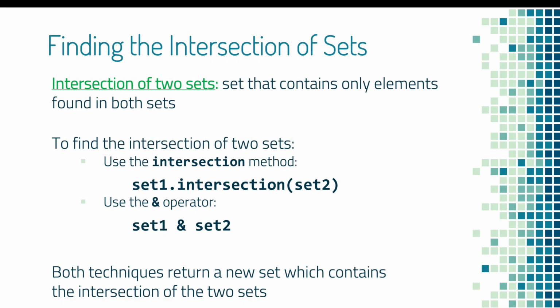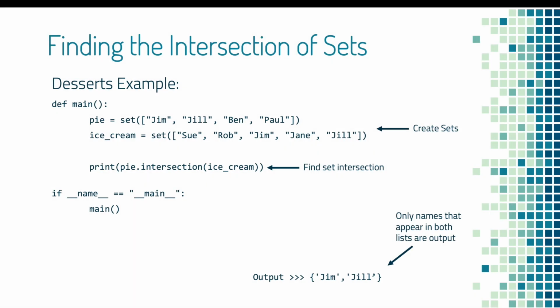So intersection is the same thing, but opposite, okay? It shows you a set that contains only elements found in both sets. So in this previous case, it will only show you the name Jordan. So here we have Jim, Jill, Ben, Paul, and Sue, Rob, Jim, Jane, Jill. What names are in both? Jim and Jill are in both lists. So the intersection is only where those two sets overlap.